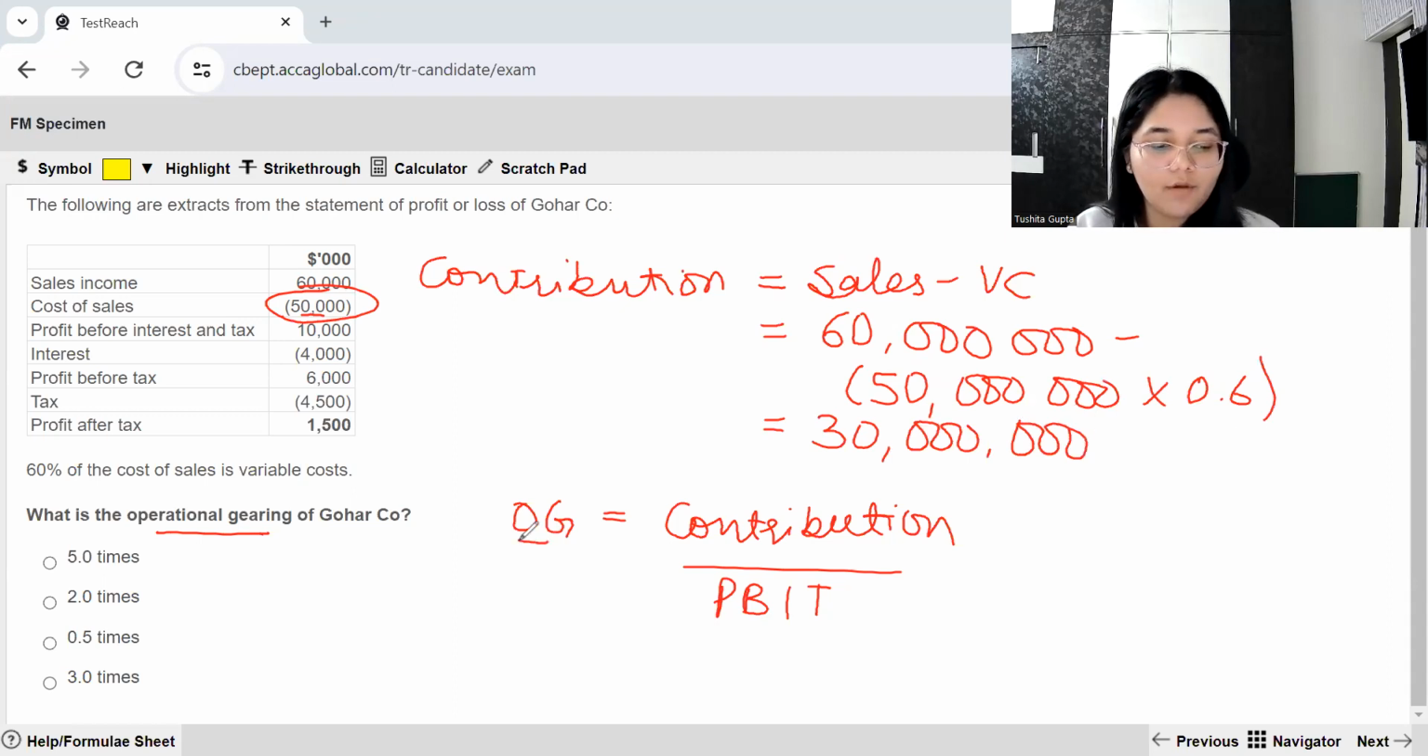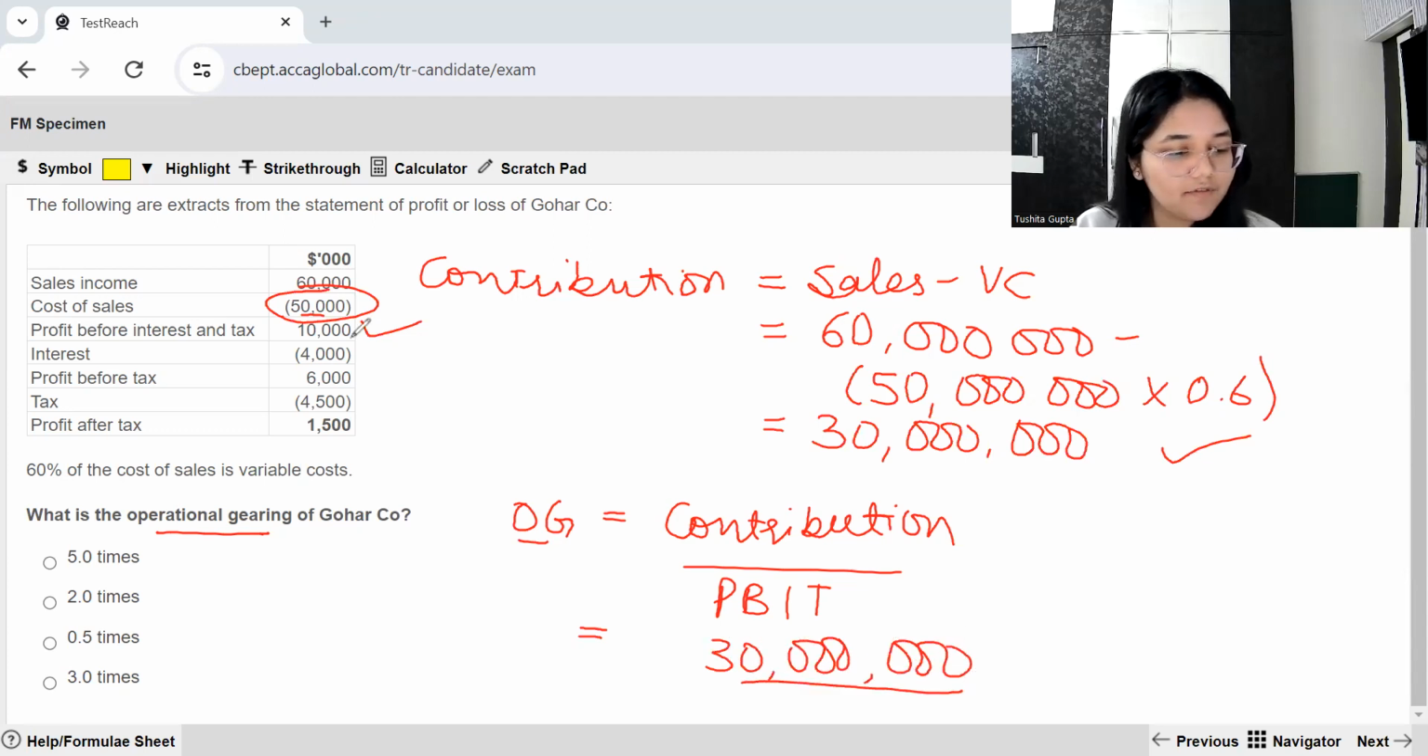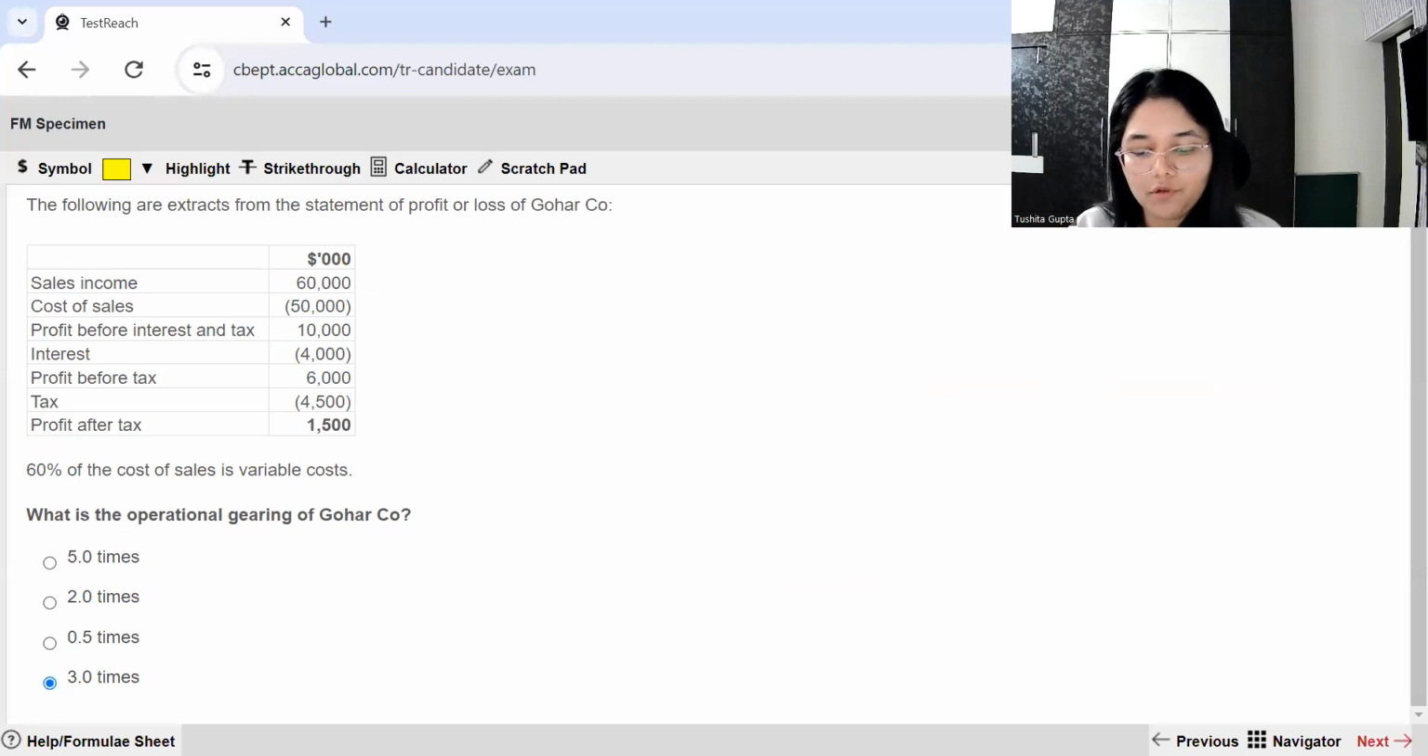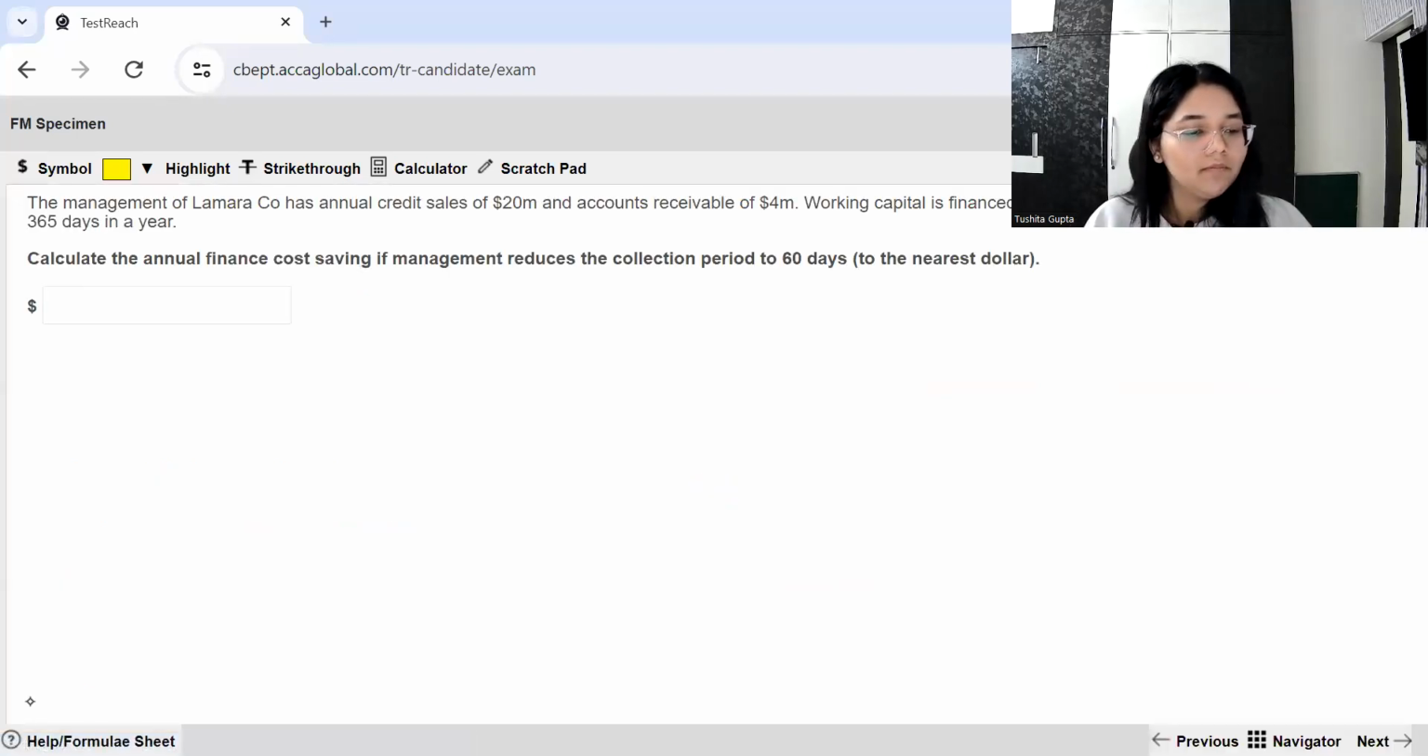Now I can find out my operational gearing. I have my PBIT also and I have my contribution also. So my contribution is this much and my PBIT is also given to me as 10,000. So this is going to be 3 times, which is the right answer. Now I will select this and move on to the next question.